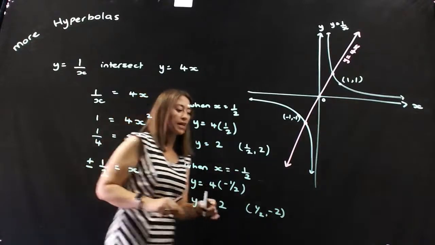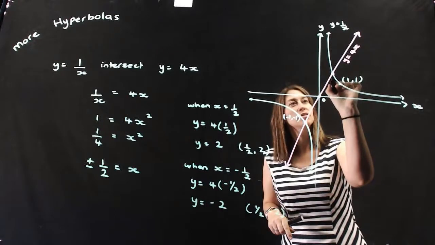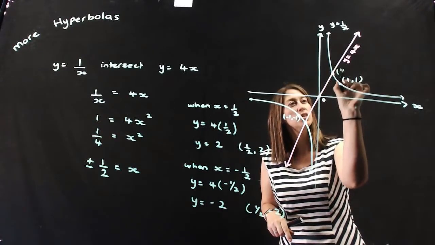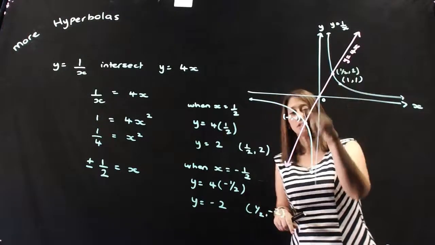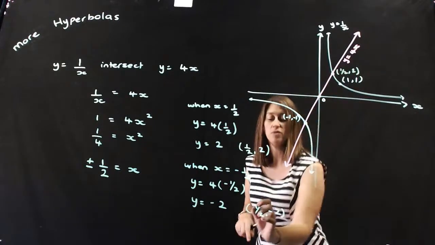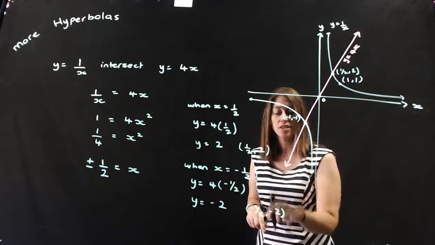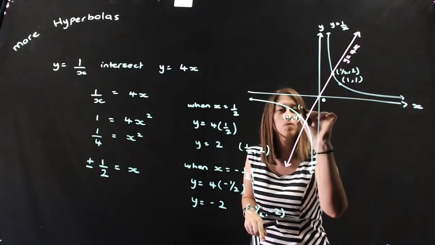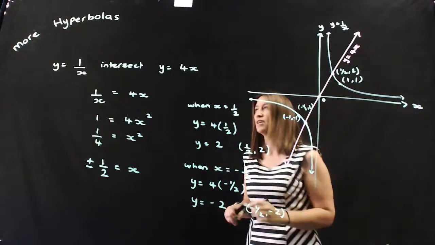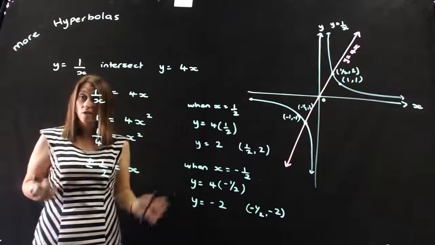So plotting those then, we go along 1/2 up to 2. So it's this point here. So this is 1/2, comma 2. And this coordinate down here is negative a half, negative 2. Oh, that's a mistake there, because it is negative a half there. Negative a half down there and negative 2 there. Okay, write that in there. And that is how graphs of the hyperbola intersect ordinary straight line graphs.